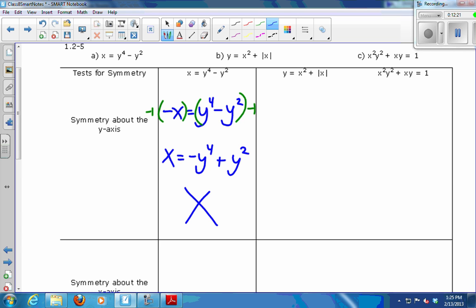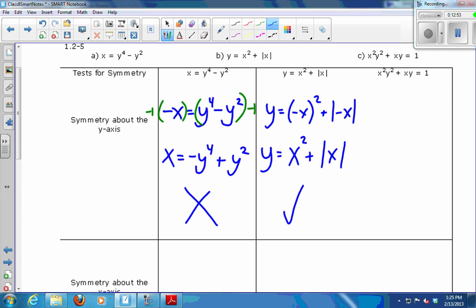But for the next one, when I replace the x's with negative x's, negative x quantity squared means negative x times negative x, which becomes positive x squared, because negative times a negative is a positive. And the absolute value of negative x is the same thing as the absolute value of positive x. They're the same number. So I do have my original equation back. Now I have symmetry. How about the third one? Do I get symmetry? No, no y-axis symmetry for the third one.